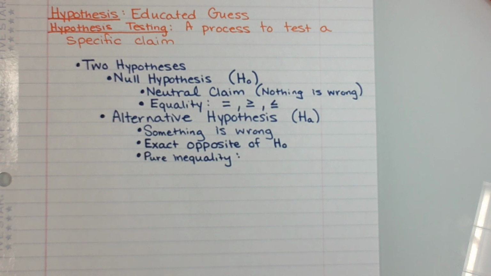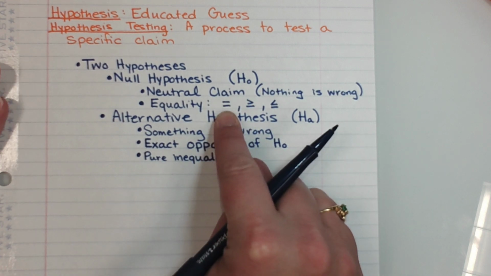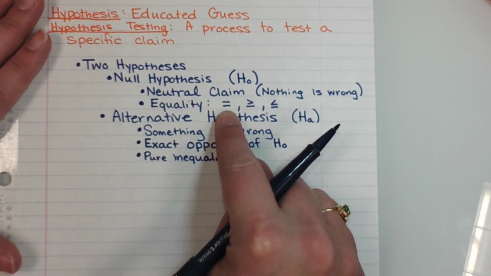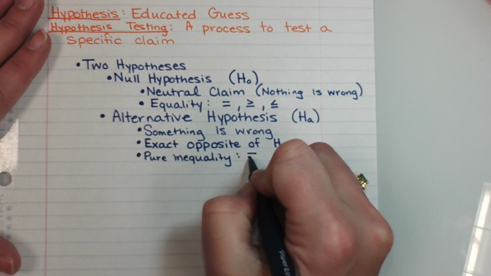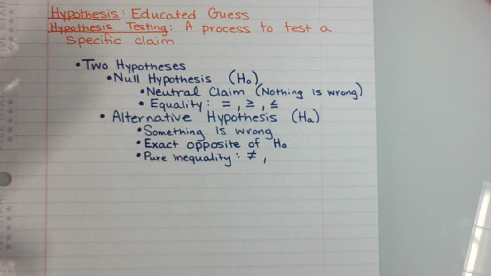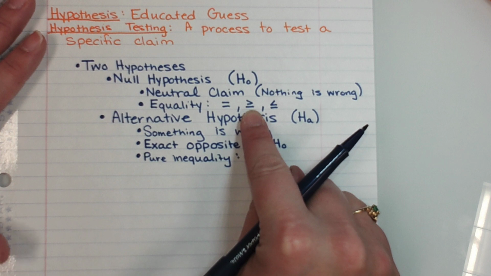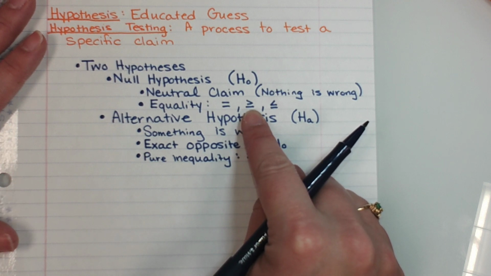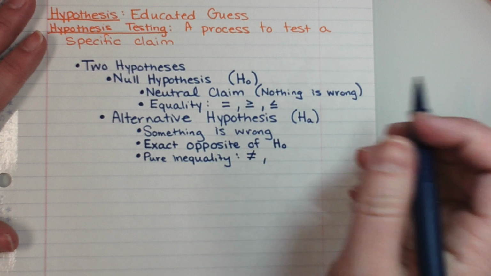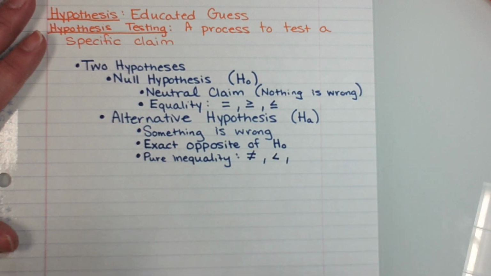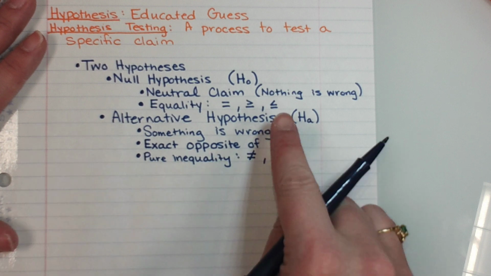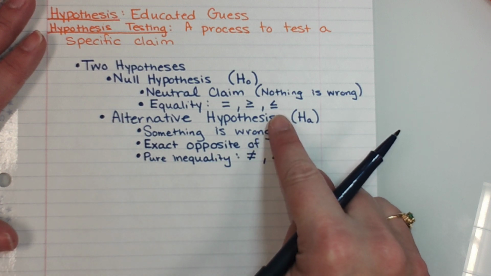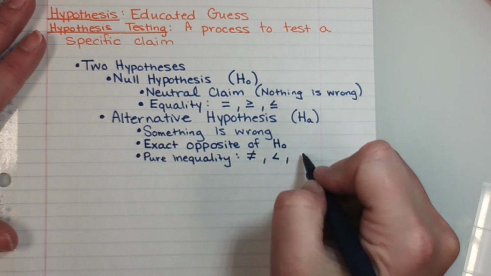What is the opposite of equal? Not equal. If the null says equal, your alternative is not equal. What is the opposite of greater than or equal to? Less than. If the null is greater than or equal to, the alternative is less than. Opposite of less than or equal to? Greater than.